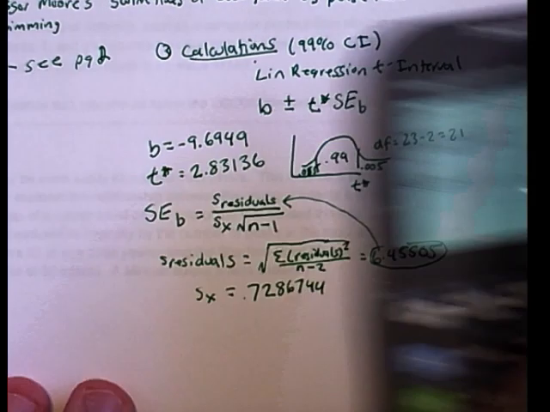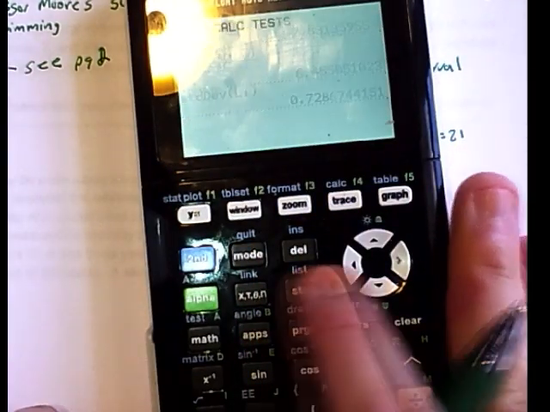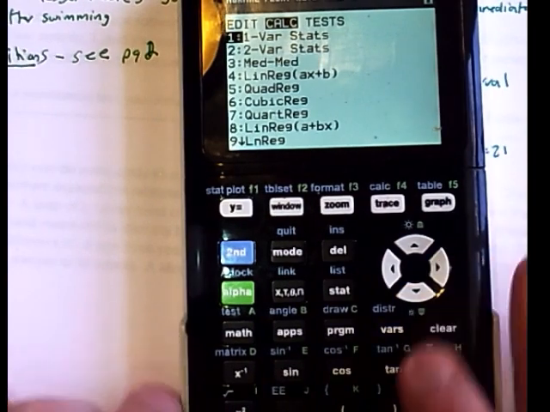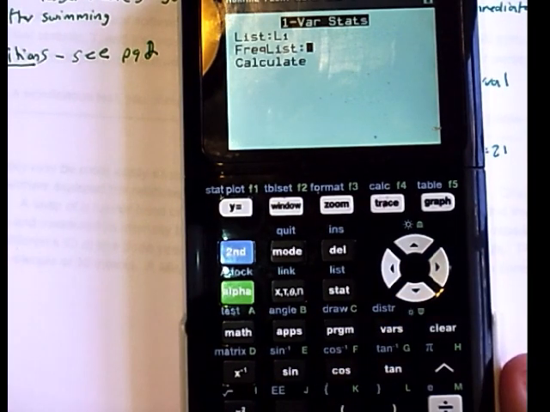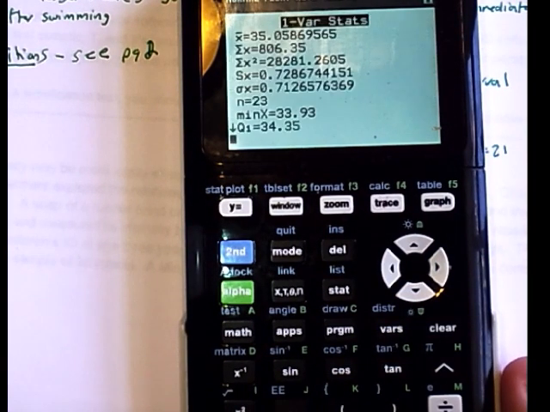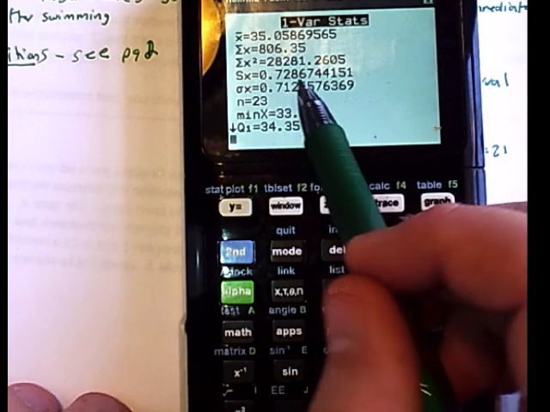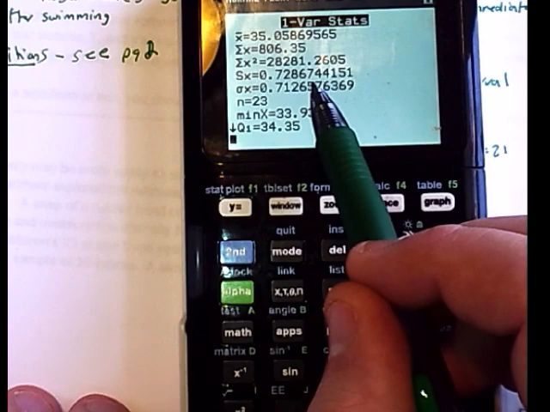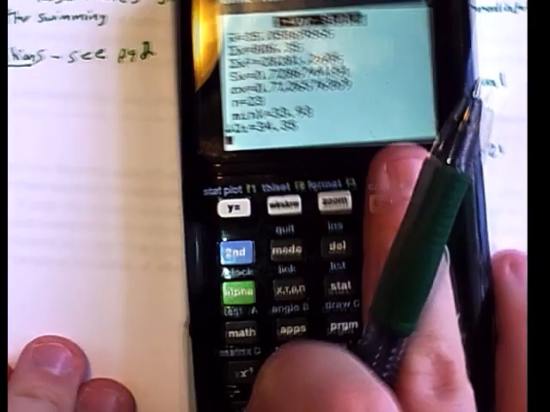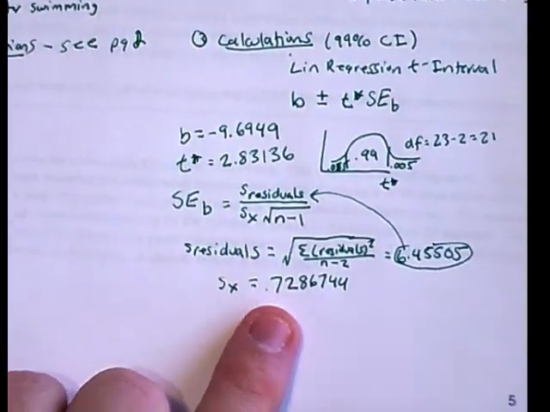Another way you could have gotten there is you could have just run Stat, Calculate One Variable Stats, just on List 1. You got the same number here, 0.7286744. It's going to give you the sample standard deviation if you did it that way.